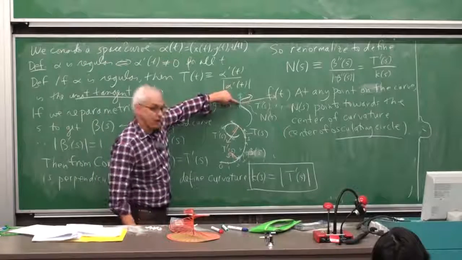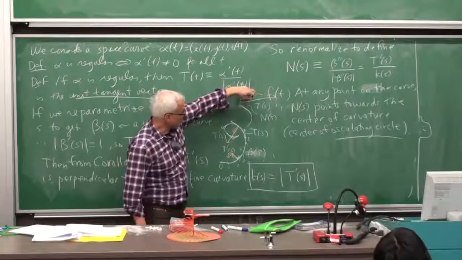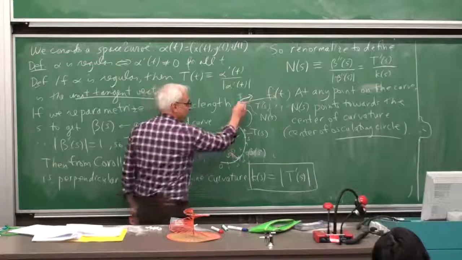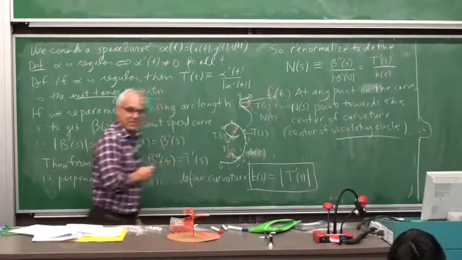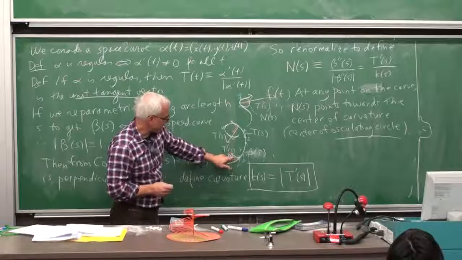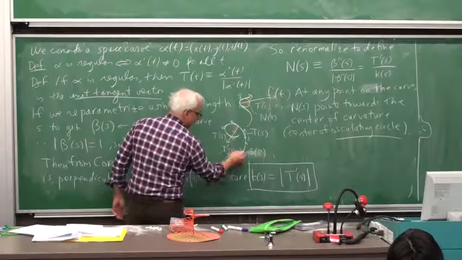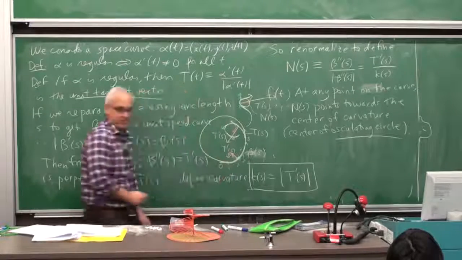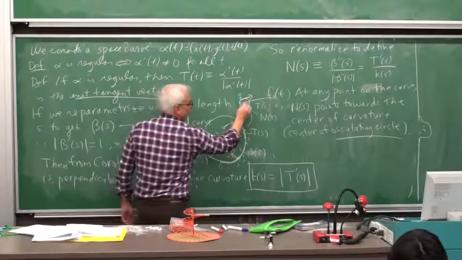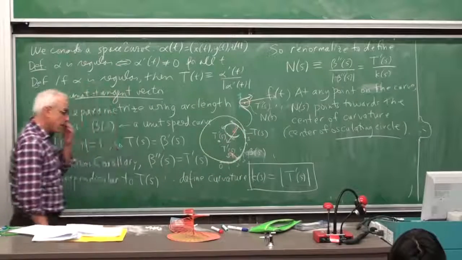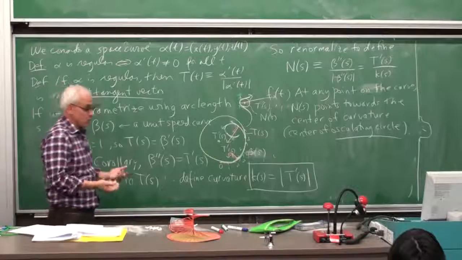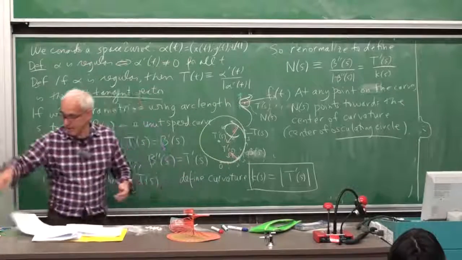So for example, over here the curvature is big, and so the radius of curvature is going to be small, so it's going to be a small circle there. Over here, the curvature was small, and so the osculating circle is going to be bigger. But the normal is still pointing towards the center of the osculating circle. And the osculating circle can be found in the same way as we do for a planar curve.